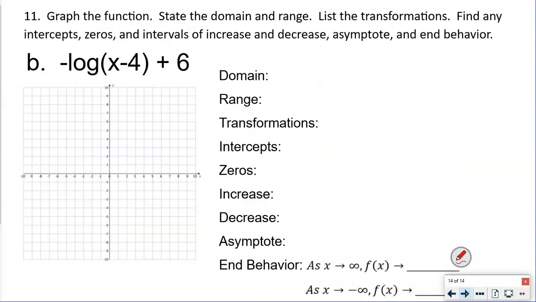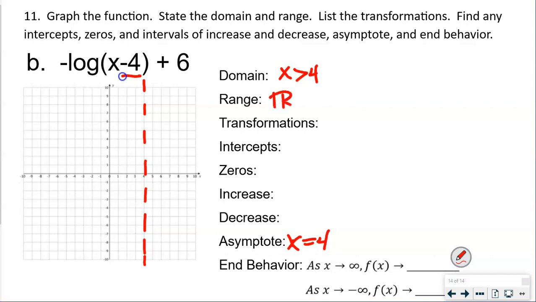Okay, got one more. So on this one, again, let's talk about our asymptote. So that's what this is right here. So that means our asymptote is going to be x equals 4, right? So we're going to draw our asymptote here. And remember, our asymptote and our domain are connected, right? So we're going to say x is going to be greater than 4. Our range is going to be all real numbers here.